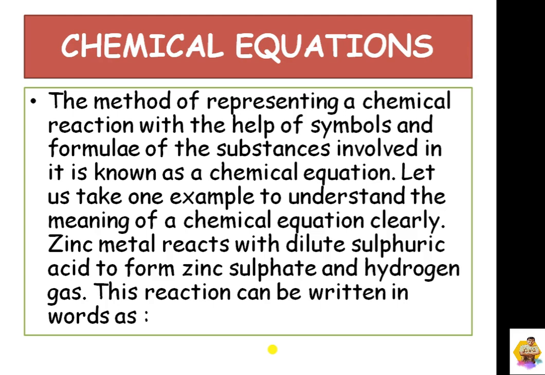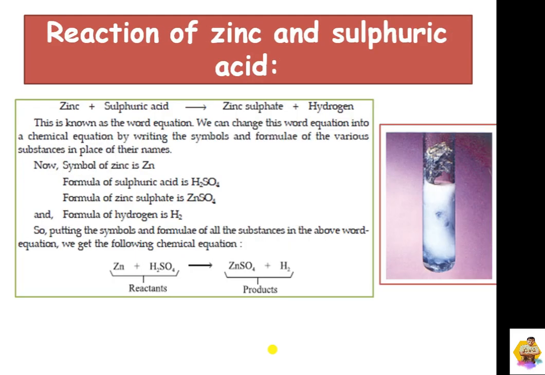To understand this we have to see an example. A very common and basic example is when zinc metal reacts with dilute sulfuric acid, it forms zinc sulfate and hydrogen gas. So let's see this. This is basically the reaction. See what is happening. Zinc is treated with sulfuric acid and we are getting zinc sulfate and hydrogen gas.